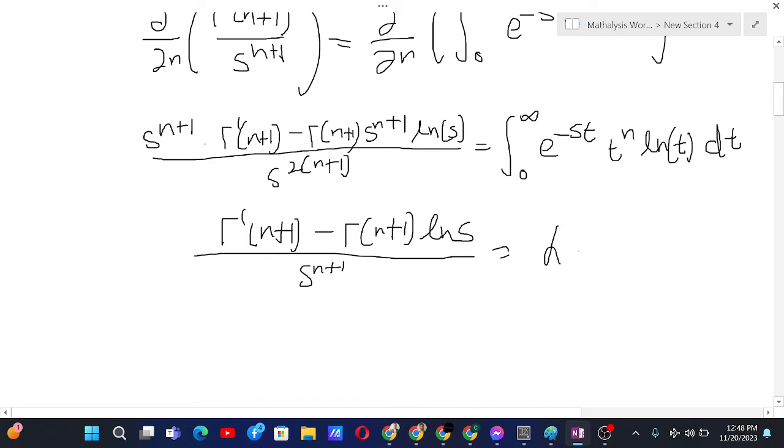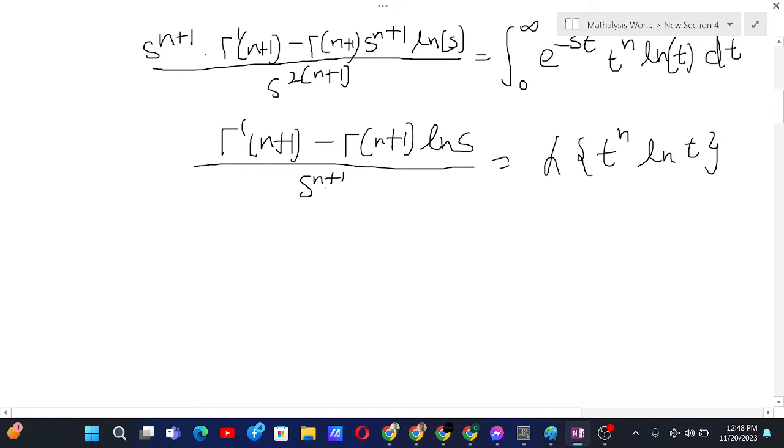This is the Laplace transform of t to the power n times ln t. And now to evaluate this, we can invoke the digamma function. So basically we can take out gamma n plus 1 by s to the power n plus 1 common.